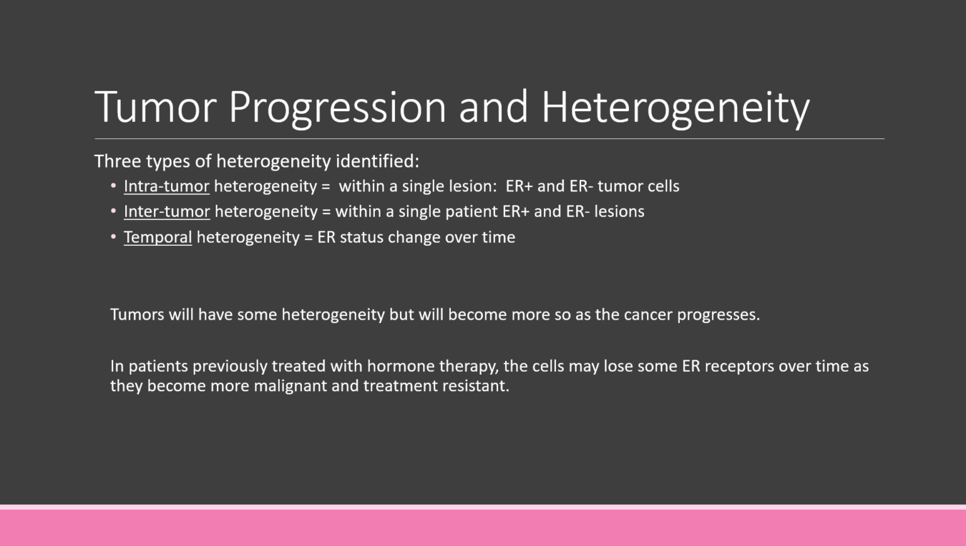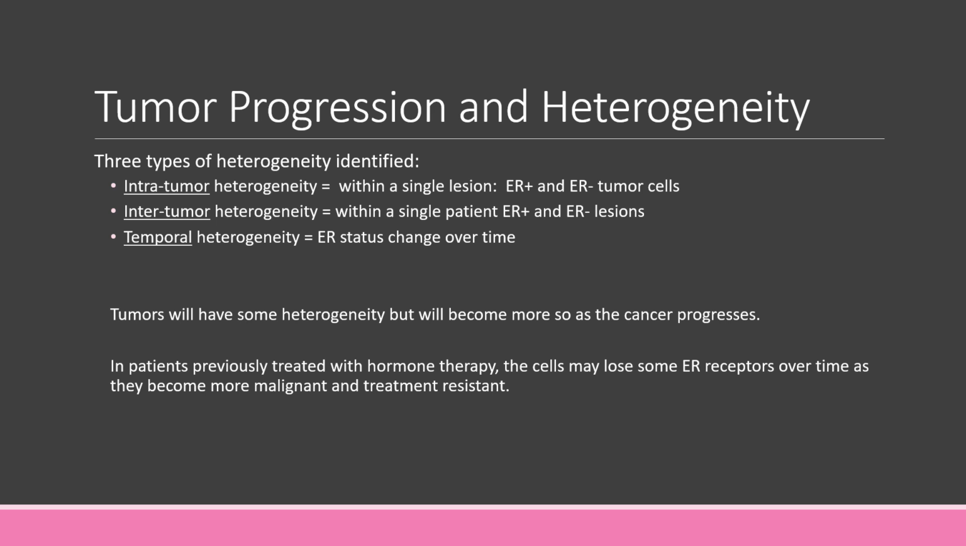So the three types of heterogeneity are intratumor heterogeneity, intertumor, and temporal. Intratumor is within the single lesion. So you have ER positive and ER negative tumor cells within the same lesion. Intertumor is within a single patient. You may have some lesions that are ER positive and some that are ER negative.